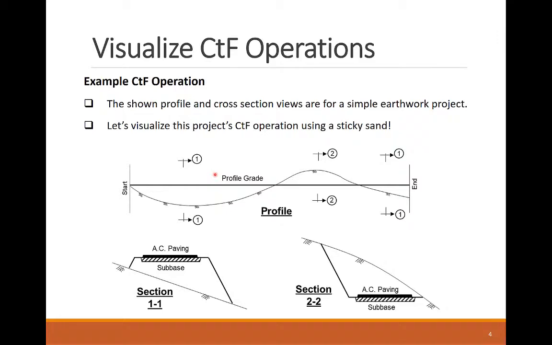Here's a simple profile view of a roadway project where the road goes through two valleys with a lower existing elevation and a hilly segment with higher existing elevation. Section view 1.1 shows the road cross geometry in the valley segment. And you can see here, we need to fill the road embankment as shown.